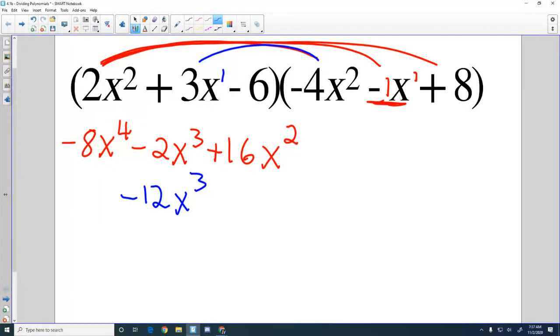Then I take that 3x times -x. That gives me -3x squared. And look here how the x squareds are also lined up, right? Because I'm going to add those together once I'm done multiplying to combine those like terms. And then last, I'm going to take 3x times 8, which is just 24x.